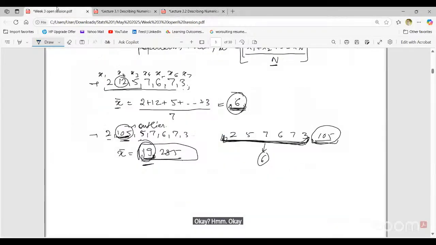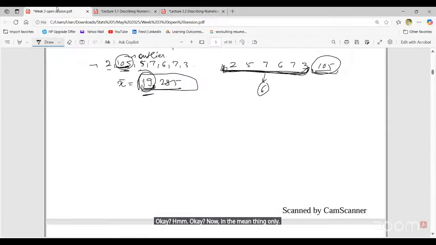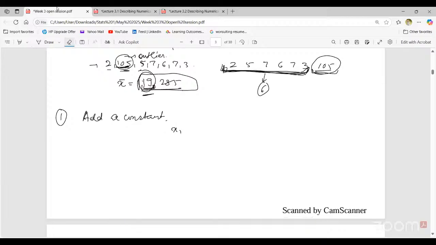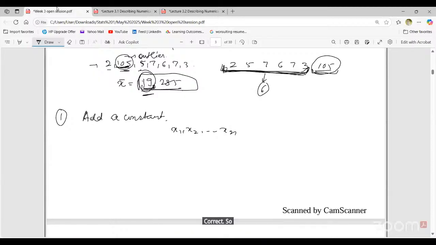Okay. Now, in the mean, there are two things. The first thing is, if I add a constant, what will happen? Let's suppose I have data like x1, x2 till xn. Then the same amount will be added in the mean as well. So now I'm adding a constant: x1 plus c, x2 plus c, till xn plus c.